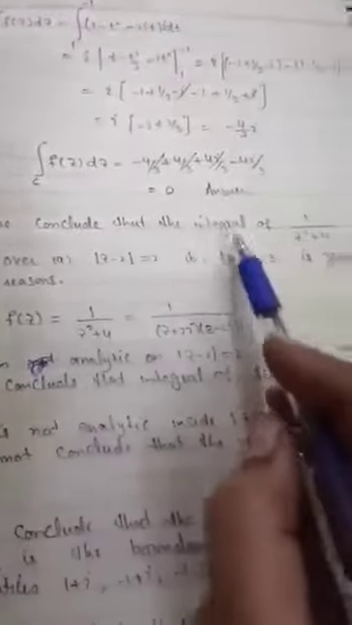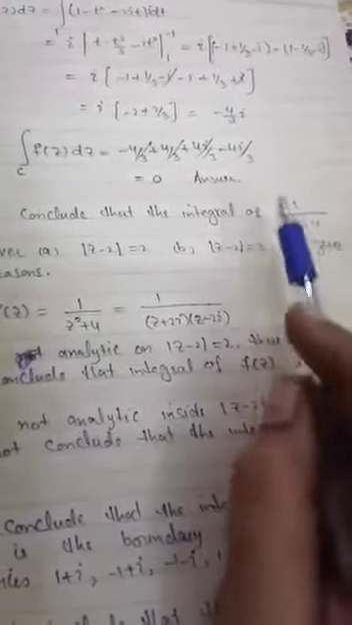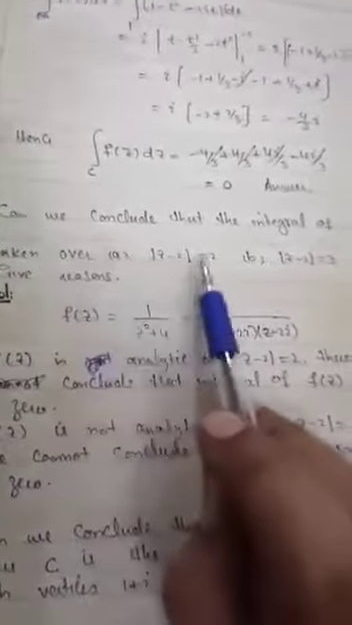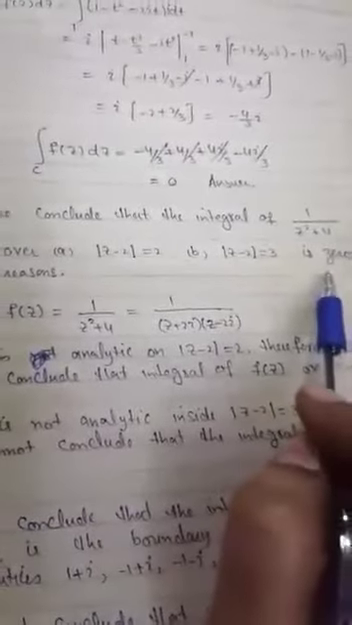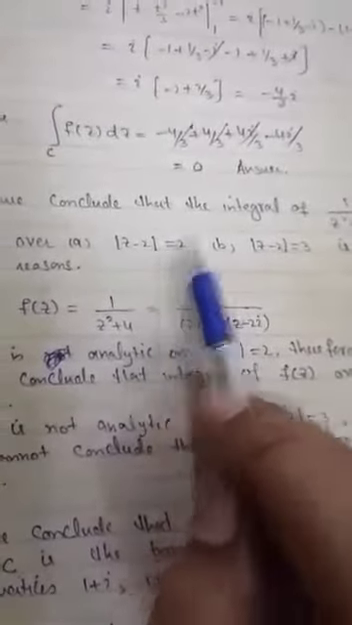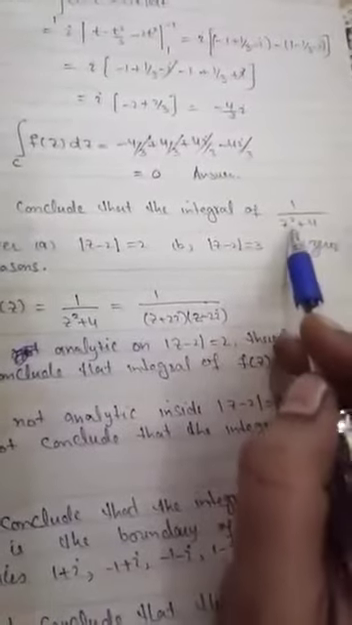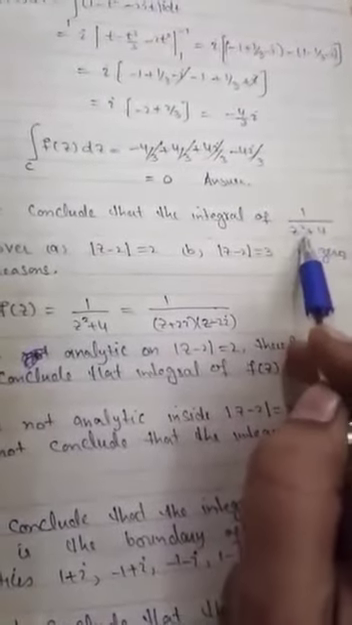The question is, can we conclude that the integral of this one, क्या आप बता सकते हैं कि integral of this one taken over this one and this one is 0? Directly, can you directly tell about this integral? Is the integral of this function equal to 0 along these paths? First we discuss these paths.